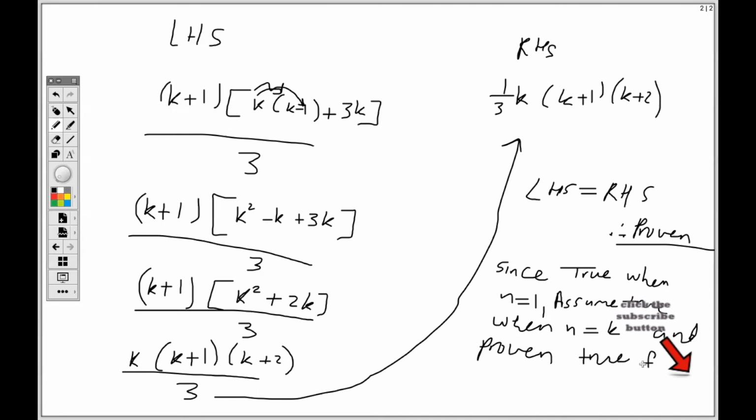So since it is true for n equals 1, assume true for n equals k, and proven true for n equals k plus 1, then this is telling me that it's true for all positive numbers from n equals 1 to k plus 1. It is true for all positive numbers, and it means starting at r equals 1 and stopping at n, whatever the positive numbers are, it is true for those values, and I've just proven that.